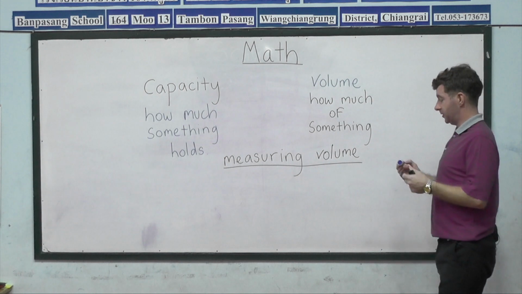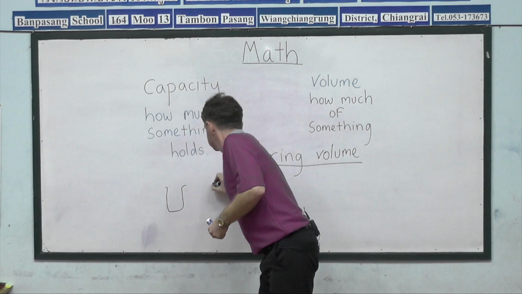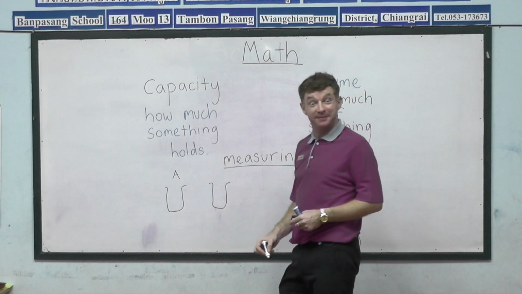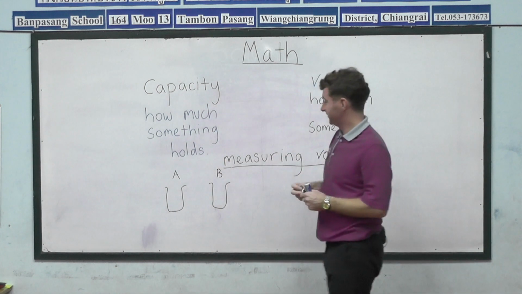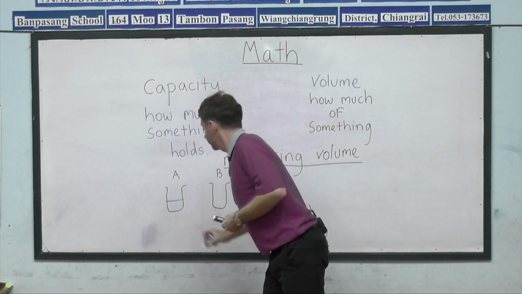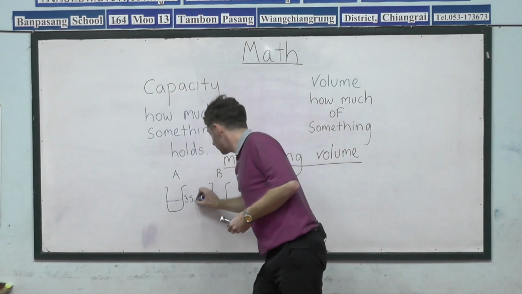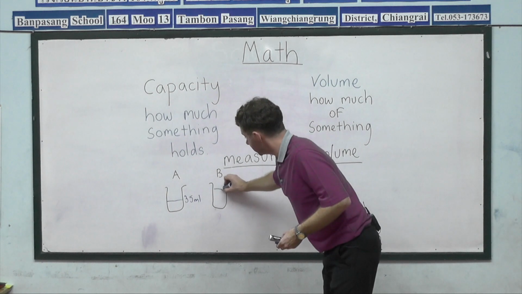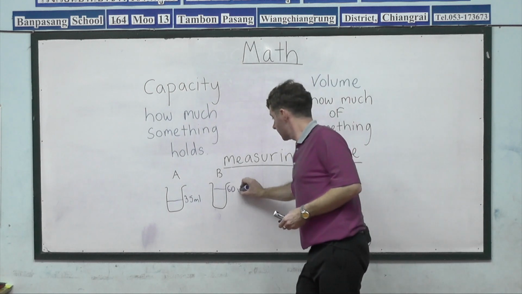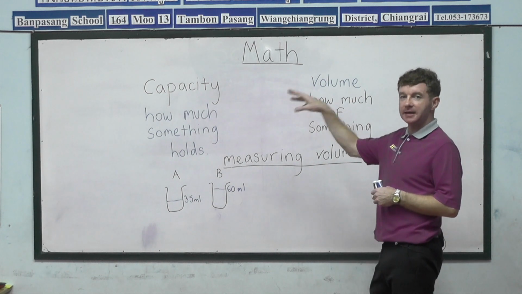Okay. So let's see. We'll have 2 glasses. Glass A, and what will this glass be? Glass B, very good. In glass A, we have 35 milliliters. In glass B there is what? There is 60. So, what is the total amount of milliliters in glasses A and B?